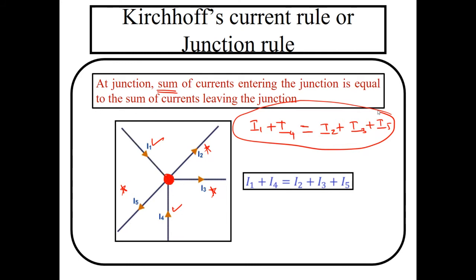Doctor, how do we know I1 and I4 are on one side and the others are on the other side? My dear, see the arrow mark. It is going inside, and you can see these other currents are going out. These 2 are entering. These 3 are leaving. So entering current must be equal to the exit current. Clear? Clear, doctor.